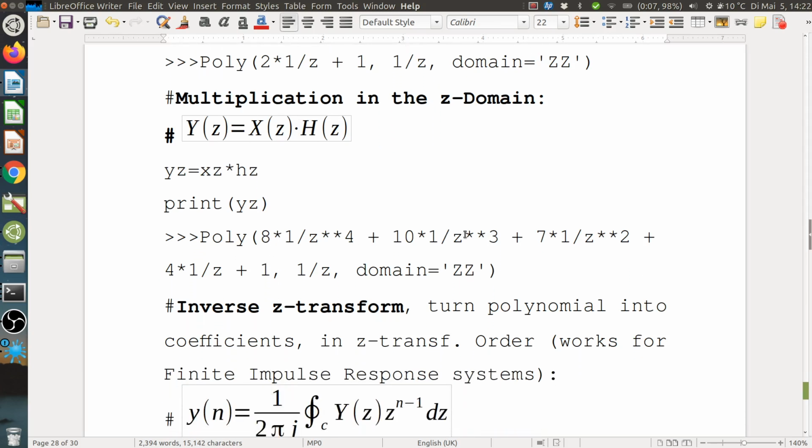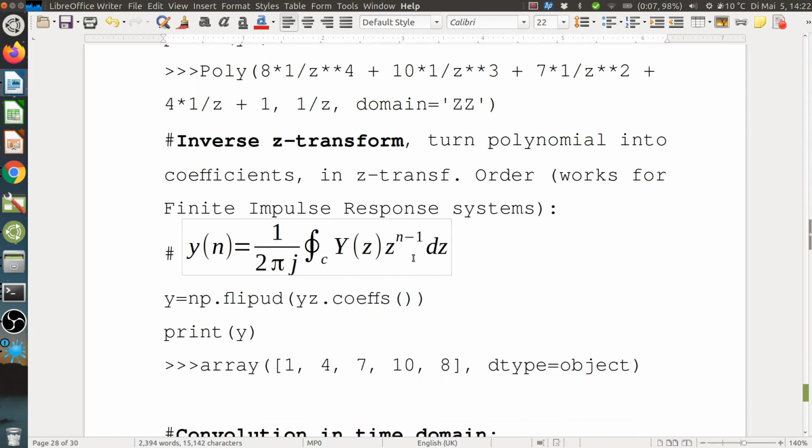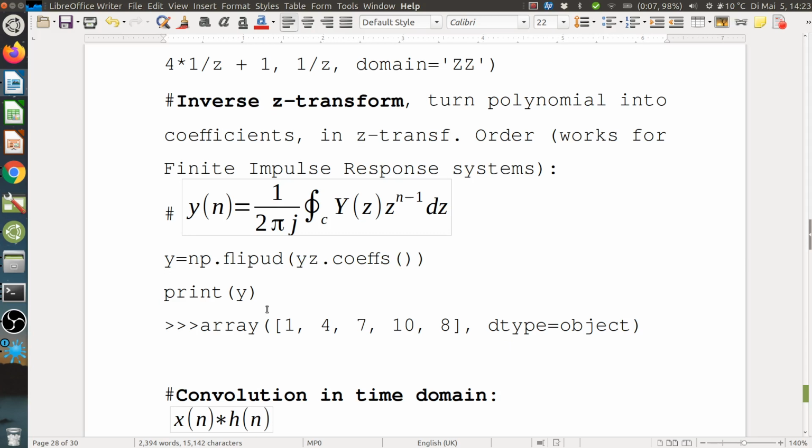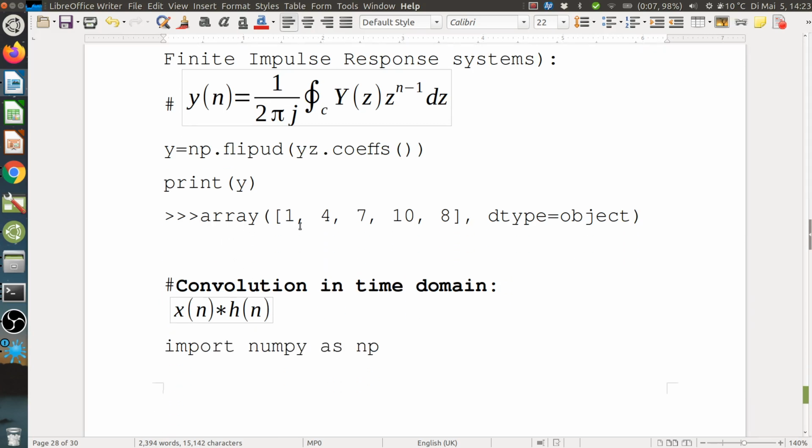Right. So again, we get a polynomial. And then we can apply the inverse z transform to it. Remember, this was the formula for the inverse z transform. And we saw when we have a finite length sequence, as in this case, we can just basically read out the coefficients of the resulting z transform. So here Y(z) is the resulting z transform. We take the coefficients and flip them accordingly. And this is what we get.